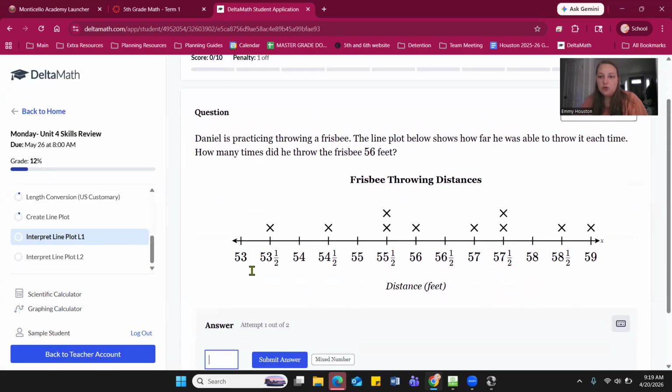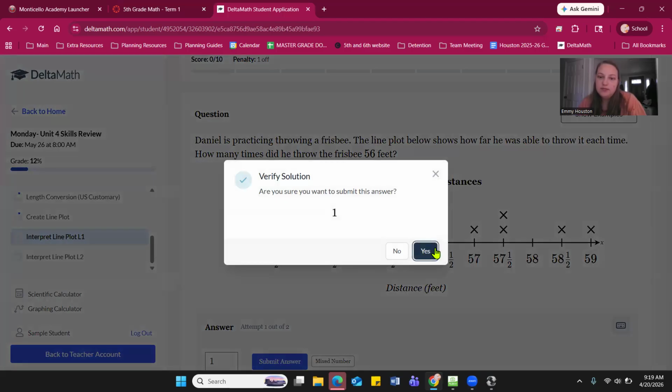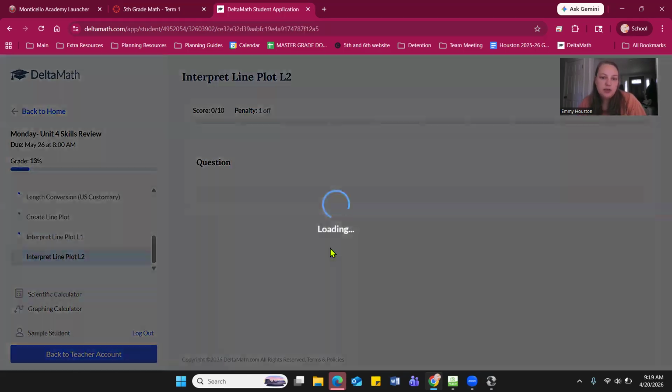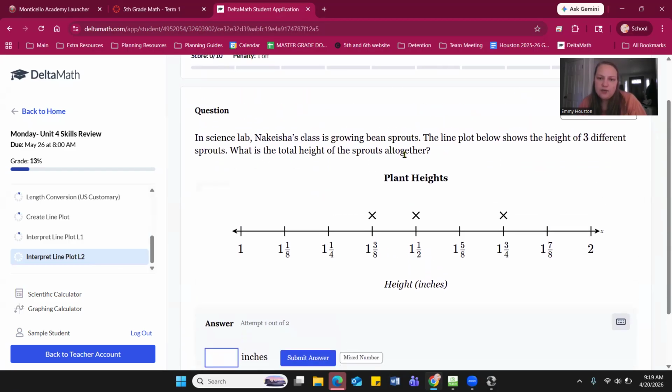This one is going to ask you questions about the line plot. So how many times did he throw the frisbee 56 feet? So if I go to 56 feet, how many times? Well, only one time. That's all. These ones are super simple. These ones are a little bit more complicated. What is the total height of all the sprouts together? So I'll show you this one.